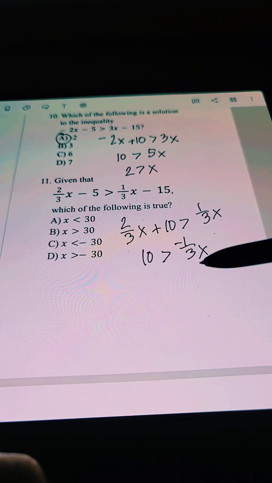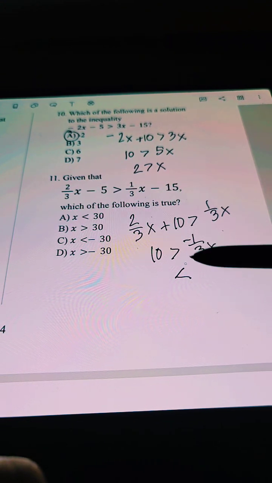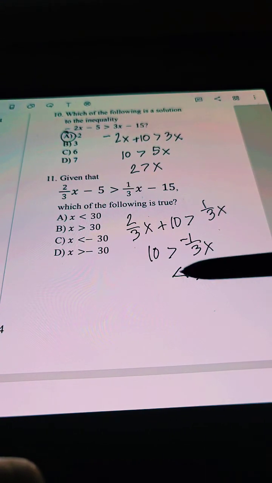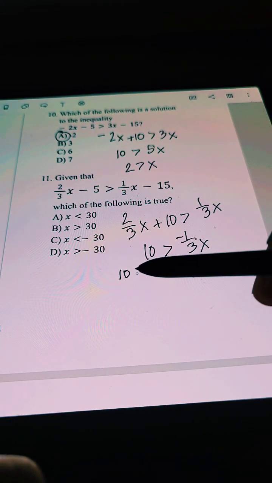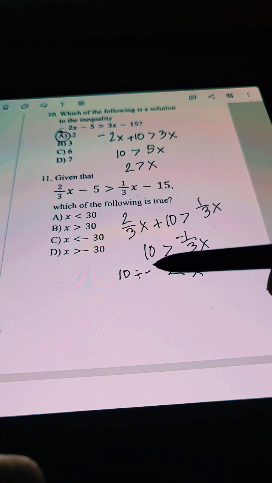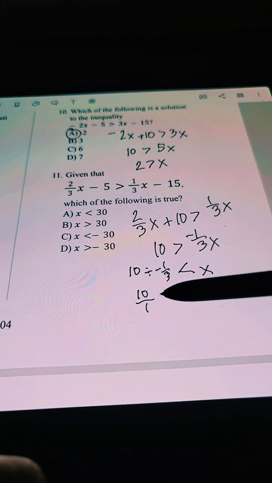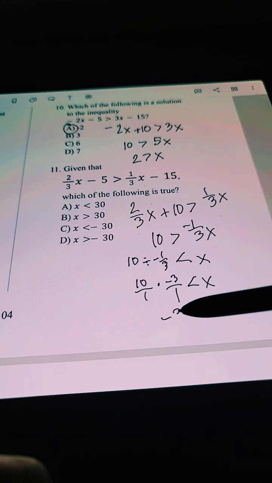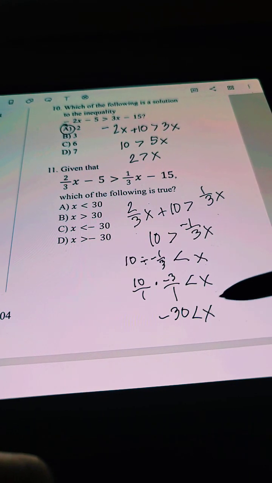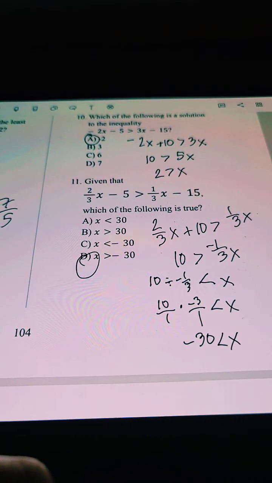When you divide or multiply by a negative with an inequality, you have to flip the inequality symbol. So now the symbol is going to go this way. So we're going to have x is now greater than 10 divided by negative 1/3. Remember, keep, change, flip. We're going to keep 10 as 10 over 1, change the division to multiplication, and then flip this to be negative 3 over 1. So then this is going to be negative 30. X has to be greater than negative 30, basically. So the answer is going to be D.